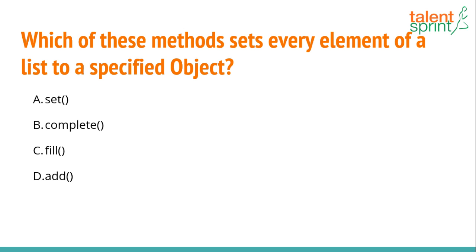Which of these methods sets every element of a list into a specific object? Set, complete, fill or add. You have a list and you want to change all the elements of the list to a single value. Say you had 5, 7, 8, 9, but now you want 1, 1, 1, 1 in all those 4 places. Which of these functions would be used?